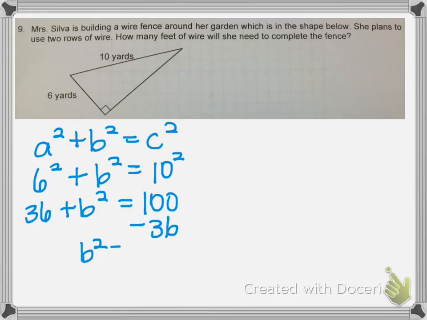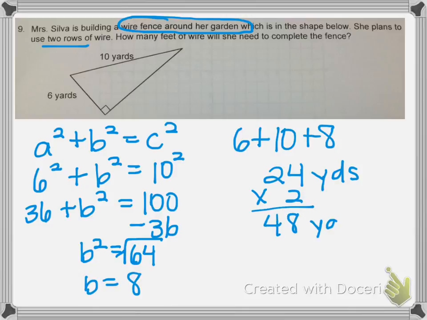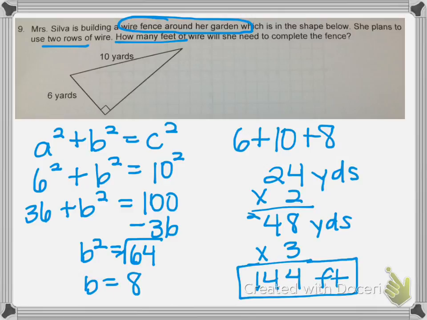And we get 64. Then we need to find the square root of 64, which is 8, the missing side of her garden. To find the length of the wire around her garden, we need to find the sum of all three sides, which is 24 yards. She wants 2 rows of wire, so we multiply by 2 to get 48 yards. Then we have to change yards to feet, so multiply by 3 to get 144 total feet of wire.